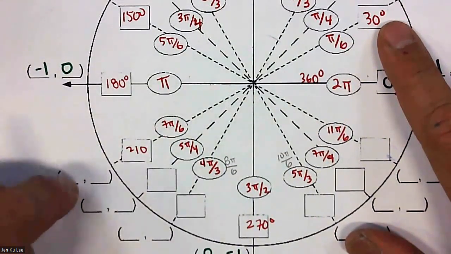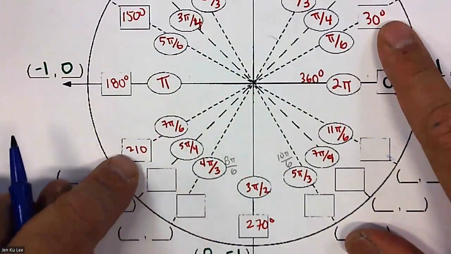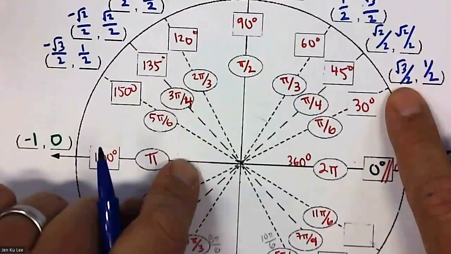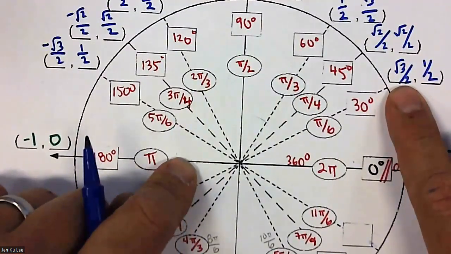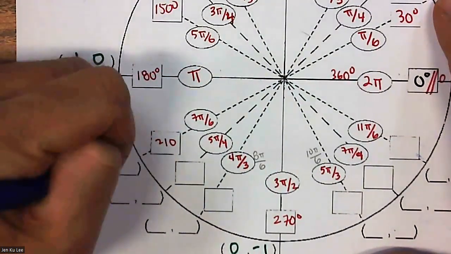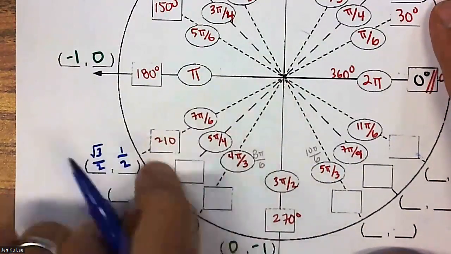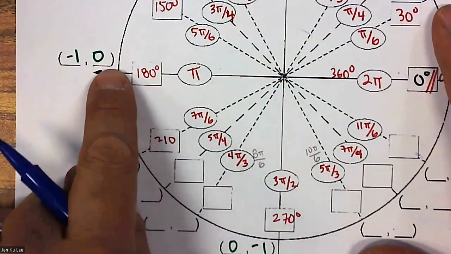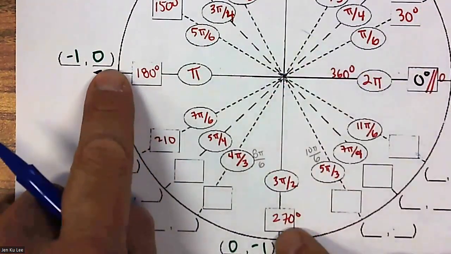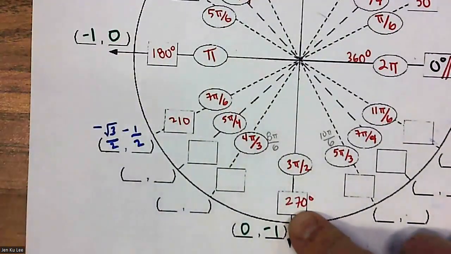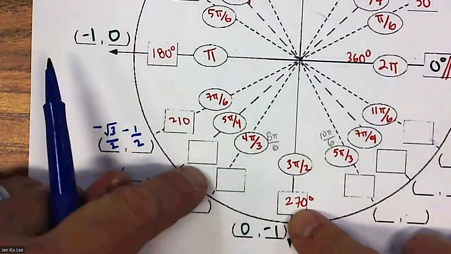Hold on. I'm going to do this first. So since this is a reference angle of 30, I know my coordinates is going to be square root of 3 over 2, 1/2. Okay? I know that. But since I'm in my third quadrant here, my x is positive or negative? Negative. My y is negative. So they're both negatives. Okay? Go ahead. What is this guy?